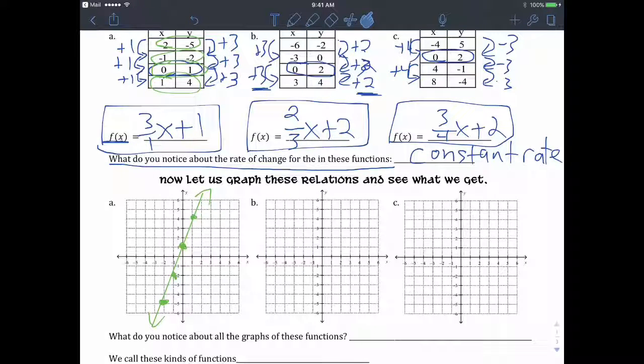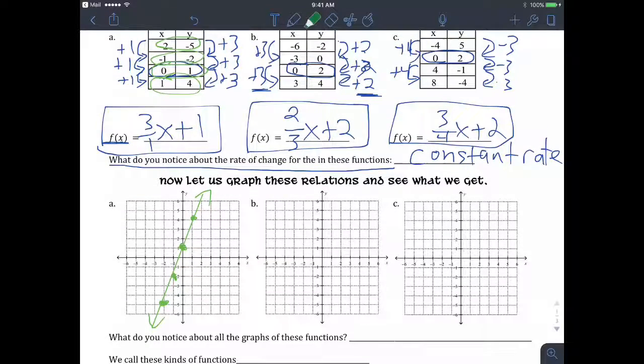All right, now for B, let's go ahead and plot these points really quick. So the first one is -6, -2. So that's over here. The next one is -3, 0. Then we have 0, 2. Then we have 3, 4. Okay, so you connect these just like that.